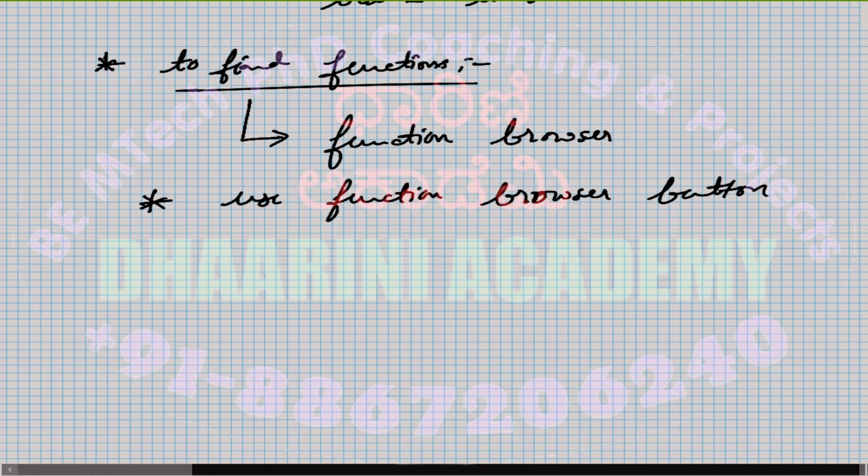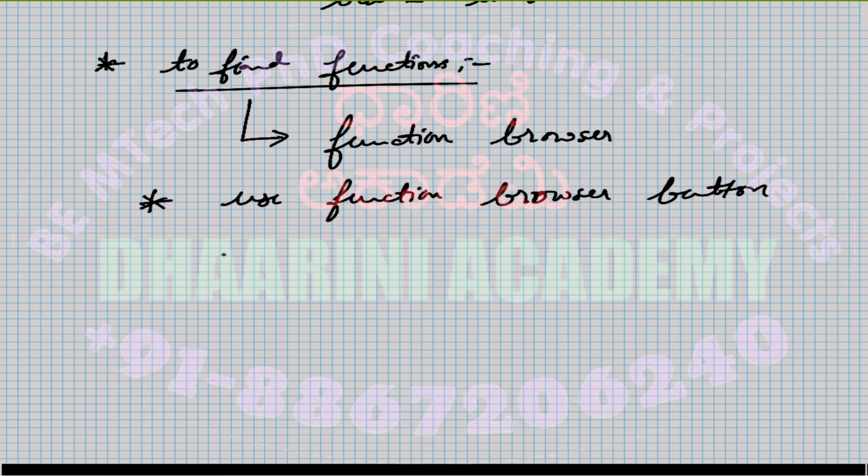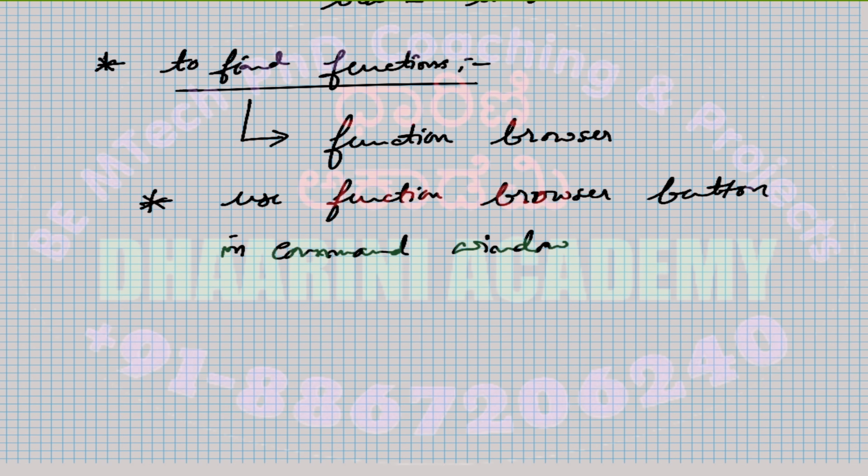So we actually have two options to browse for the functions. The first option is very easy. It is in the command window itself. So we use that, we prefer that. So in the command window, just press the function browser button, and then we can find the required functions.